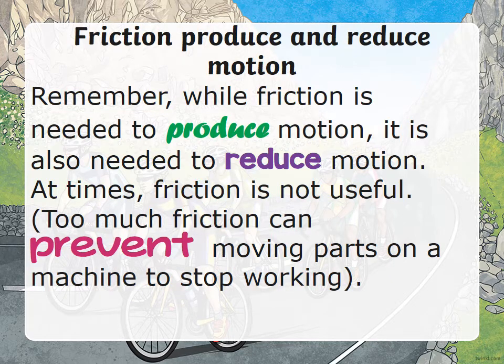Friction produces and reduces motion. Remember, while friction is needed to produce motion, it is also needed to reduce motion. At times, friction is not useful. Too much friction can prevent moving parts on a machine from working. So if you have a lot of friction on a machine, you cannot get it to work properly. For example, when you're doing your mousetrap car and there's lots of friction, it won't move very fast or go very far.